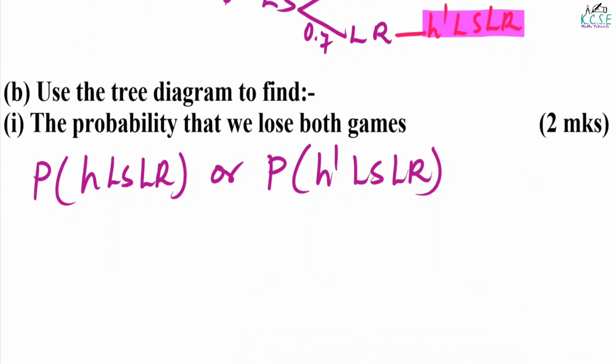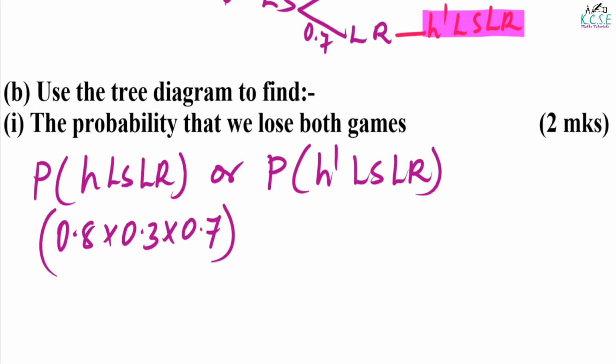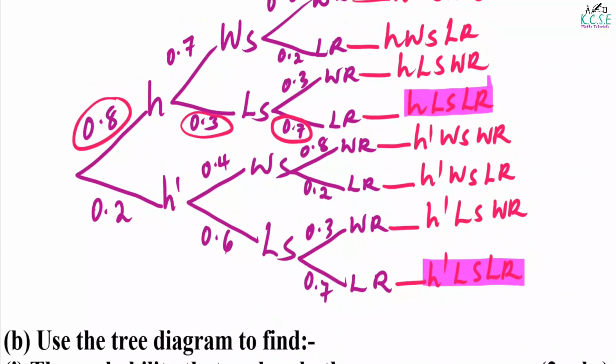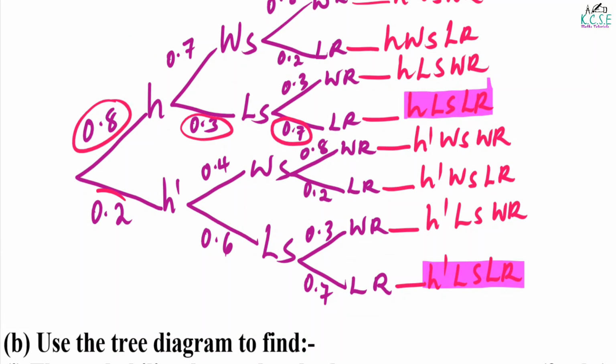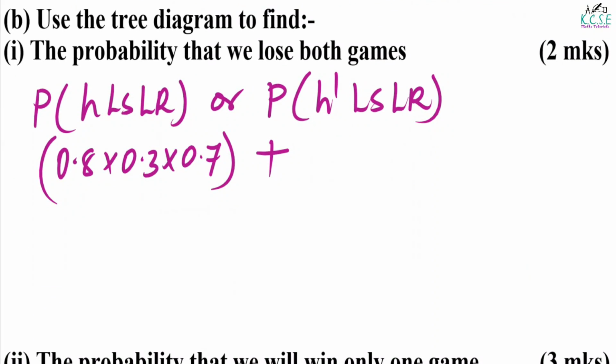So 0.8 multiplied by 0.3 multiplied by 0.7. Or, in probability, means addition: not hosting and losing both. So not hosting is there, losing soccer and losing rugby. That is how we pick it. So this will be given by 0.2, we use a different pen here, 0.2 multiplied by 0.6 multiplied by 0.7.